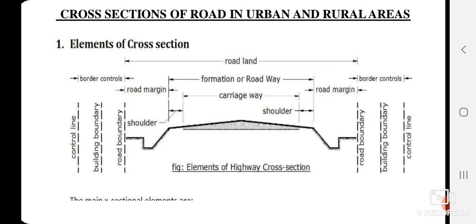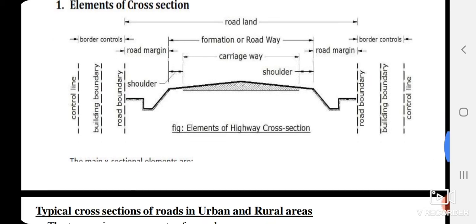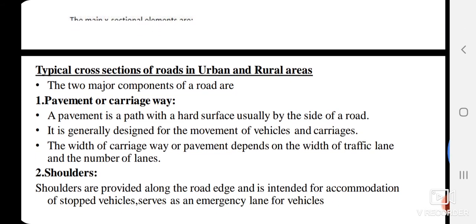And road boundary line is there, building boundary line is there, control line is there. So mainly we are focusing on what is carriageway and shoulder. So these are the two major components of a road. As I always say, a pavement or carriageway is a path with hard surface, usually by the side of a road. That is, this path is used for vehicle movement. So the pavement surface should be hard, and it is generally designed for movement of vehicles and carriages.